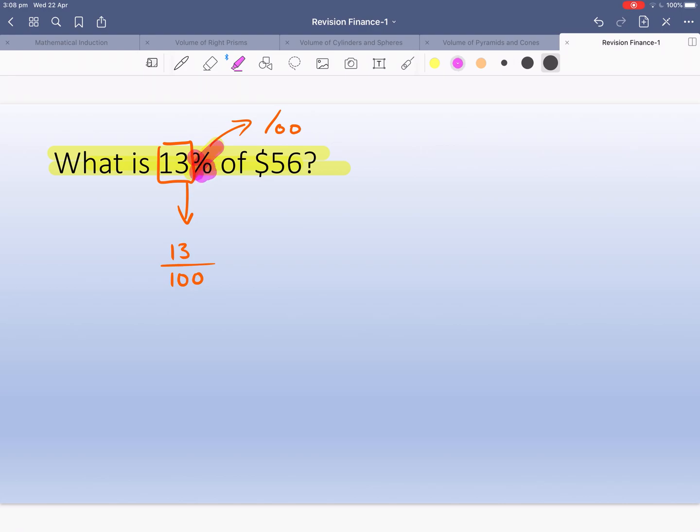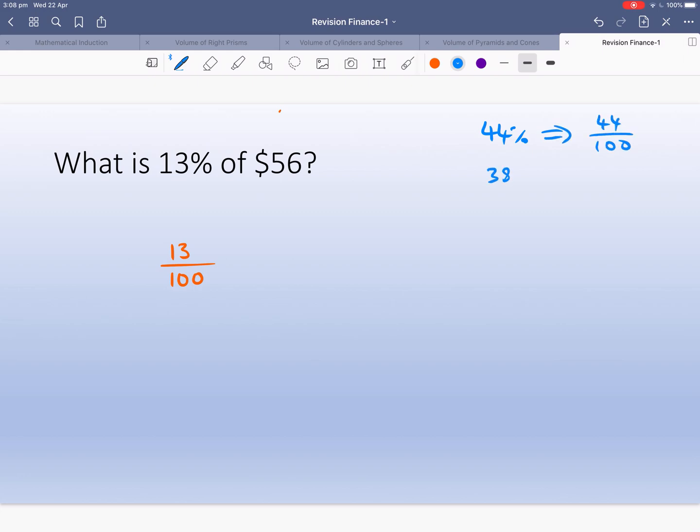Okay, so any percentage we can change to a fraction. So for example, if I go 44%, I can change that to 44 over 100, or 38%, I can change that to 38 over 100. Okay, so that's all we've done here. Now, we also need to change of into maths as well, and of just means times. So we're going to go times, and this is already a number that we can use, so we're going to put 56.